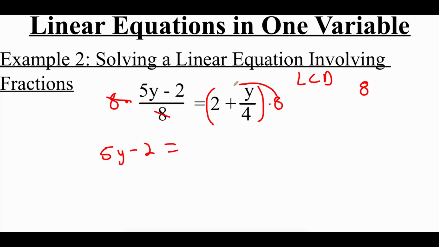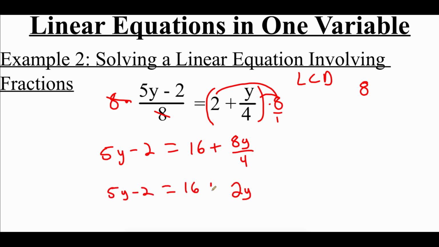On the right-hand side, we're going to have to distribute this 8. So 8 times 2 is 16. We're going to be a little careful when we multiply this fraction. 8 as a fraction is 8 over 1, and when you multiply fractions, you multiply the top pieces together, so 8 times y is going to be 8y, and then you multiply the bottom pieces together, 1 times 4 is 4. Now there is a little reducing that we can do with this fraction. 8 divided by 4 leaves us with 2y. So now we've got the equation 5y minus 2 equals 16 plus 2y.